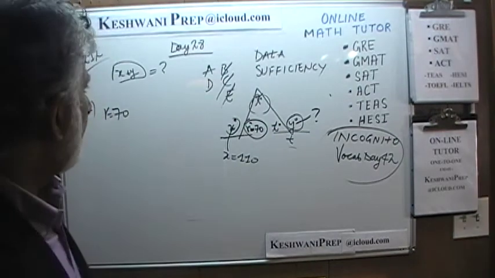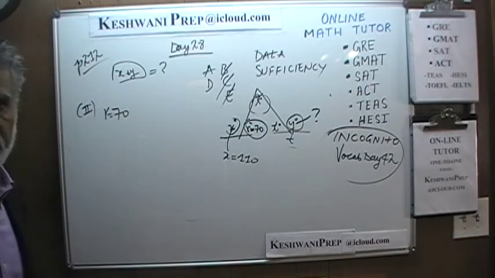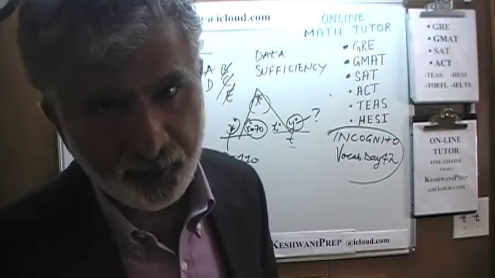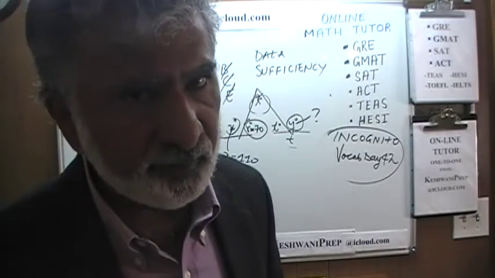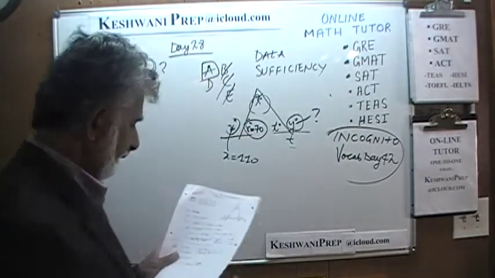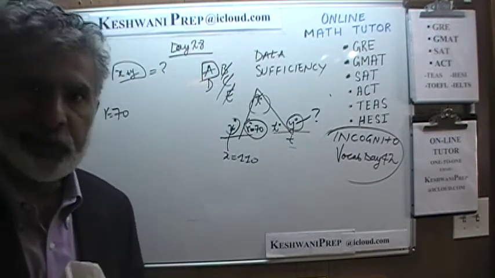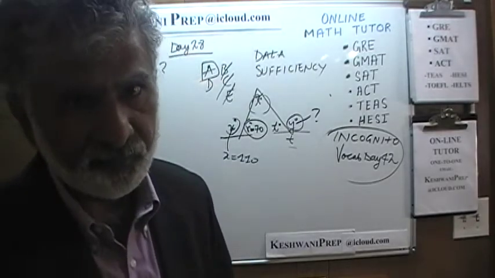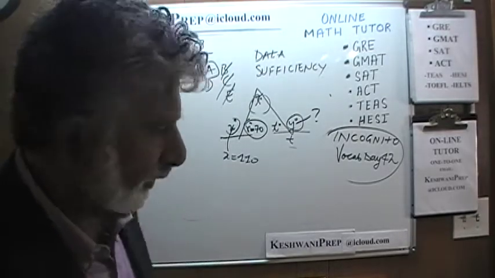And until we know y, we cannot answer this question. What is x plus y? We cannot answer it. We do not know. There is not enough information. There is not enough data. Which means the second statement by itself is not enough. The answer cannot be D. It has to be A. The answer to this problem is A. Only statement A by itself is enough for us to be able to answer the question.